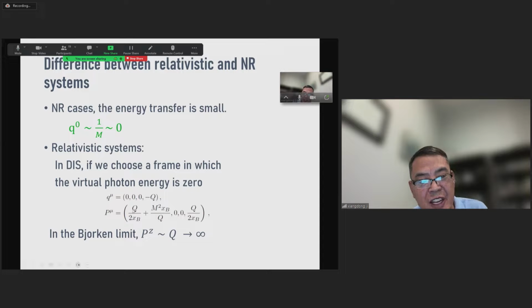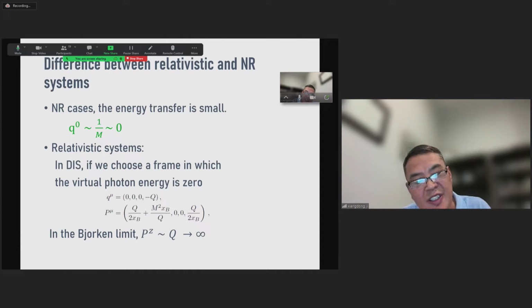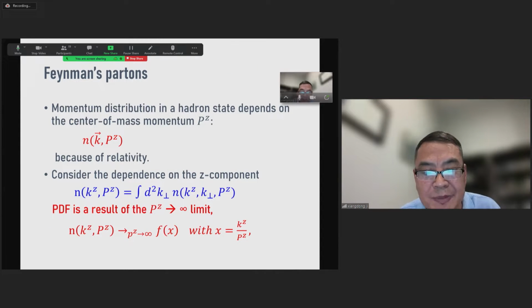And this is the frame in which the momentum of the hadron is actually proportional to Q. Therefore, in the Bjorken limit, the momentum of the hadron goes to infinity. And so the parton distribution is nothing but a momentum distribution for a hadron moving at infinite momentum, which is exactly what Feynman said in the Feynman parton model.